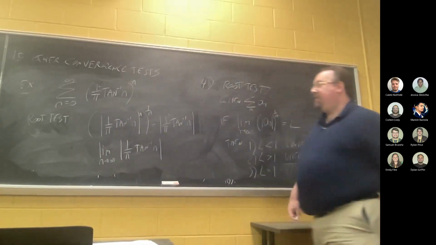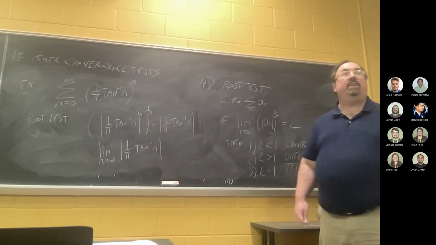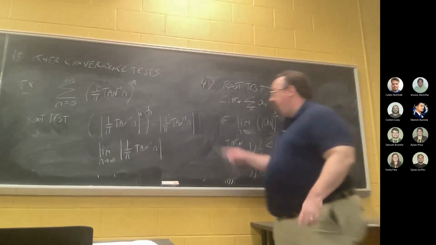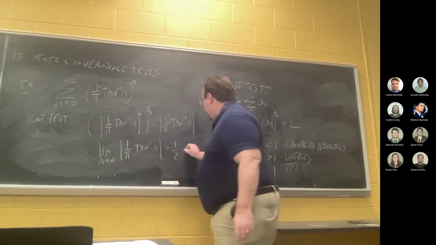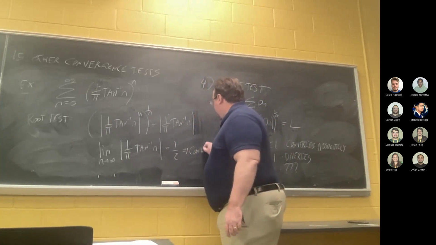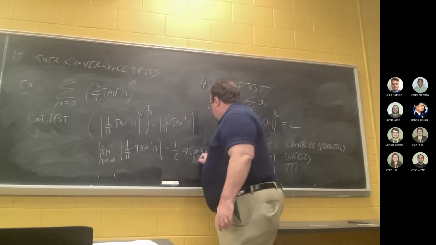Can anyone tell me, this came up once before, what is the limit of arctangent as n goes to infinity? Pi over 2. And then we divide by pi. So we get 1/2. So the verdict is this series converges absolutely.